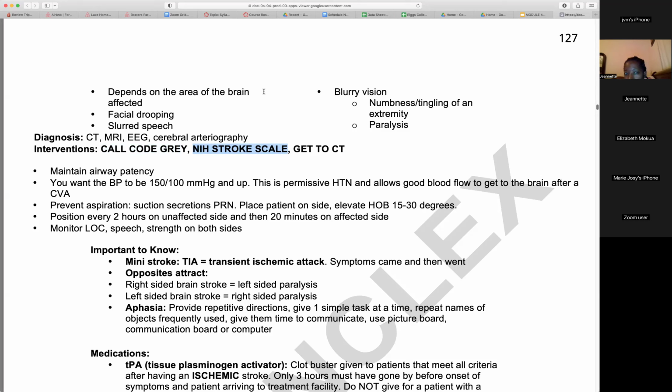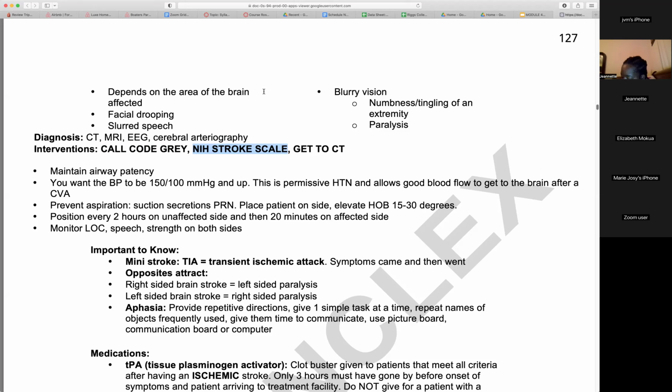This is a set of assessments that we do. Like, we ask the patient to grab both of our hands and squeeze as hard as they can. We put our hands on their feet. We ask them to lift their feet while we push down, so we can assess if there's any weakness. We assess their speech and things like that.